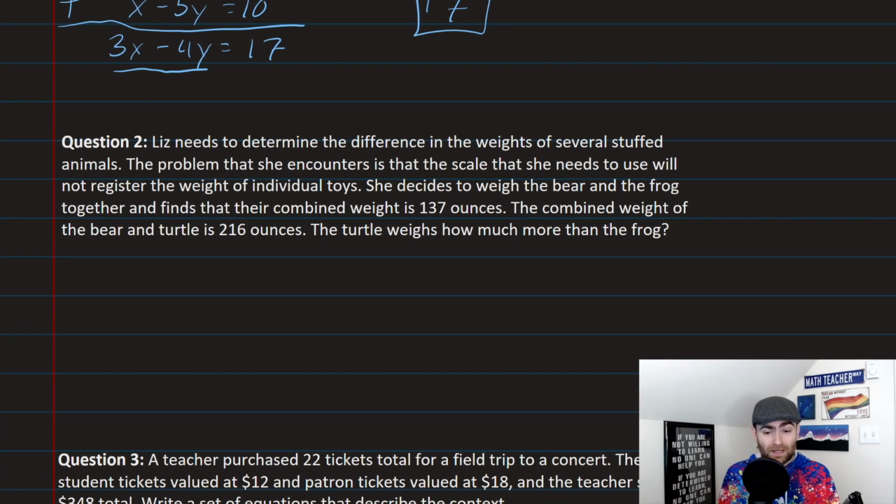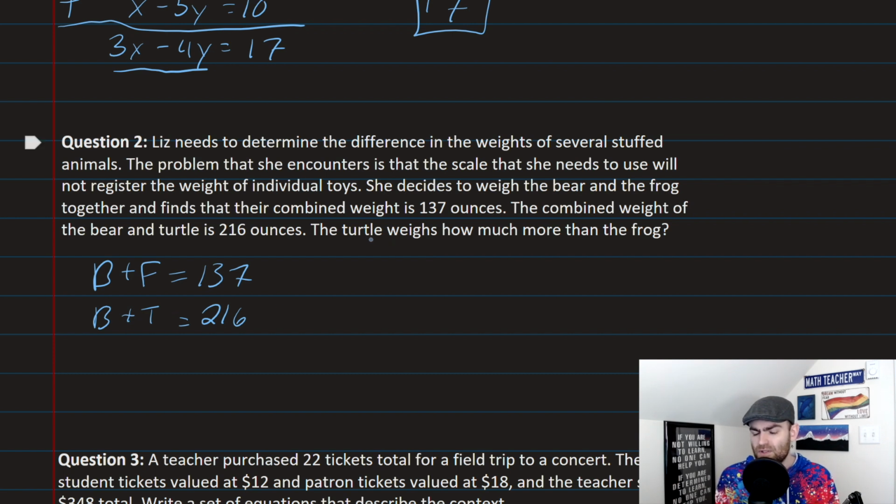The next one, word problems. Liz needs to determine the difference in weights of several stuffed animals. The problem she encounters is that the scale she needs to use will not register the weight of individual toys. She decides to weigh the bear and the frog together, and the combined weight is 137. So the bear and the frog weigh together 137. The combined weight of the bear and the turtle is 216.